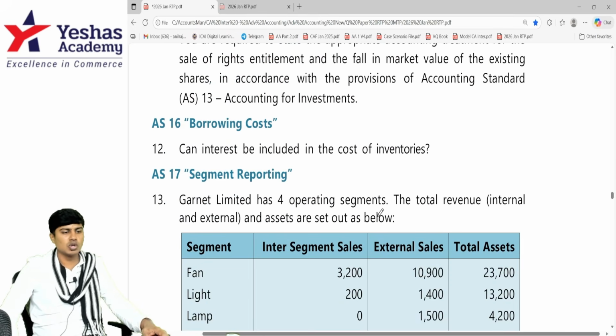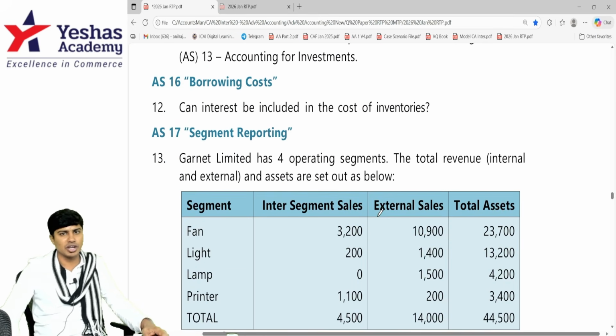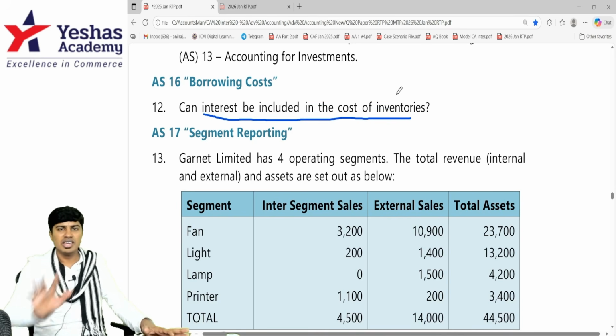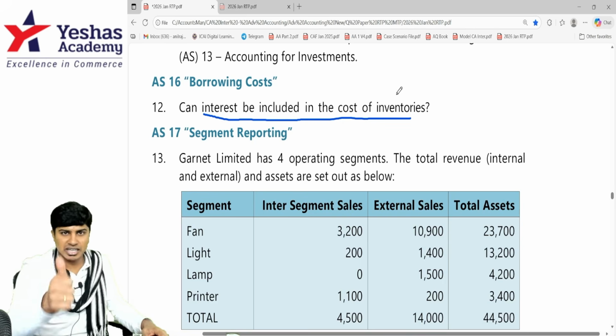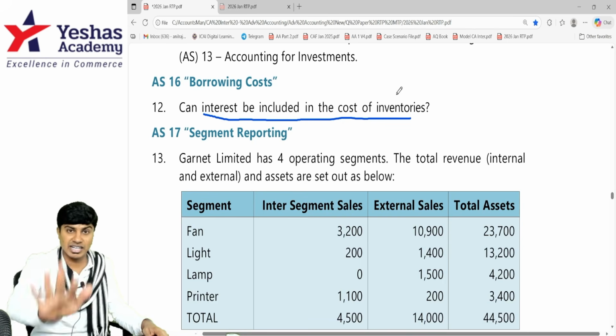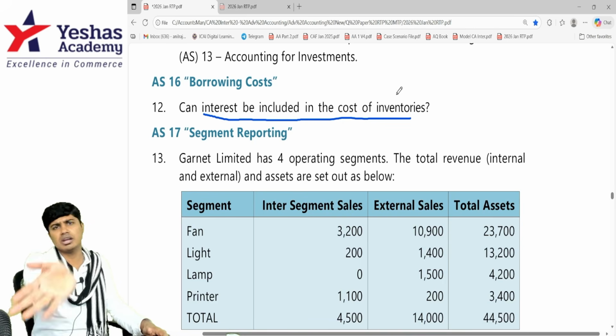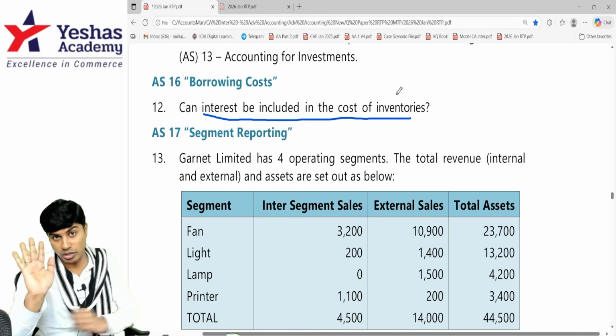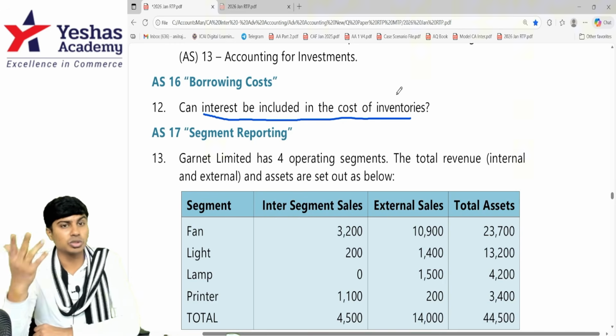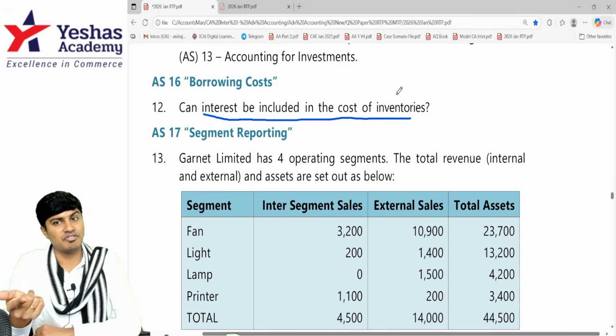Next, let's proceed to question number 16, borrowing cost. They have given a cute, sweet theory question. Can interest be included in cost of inventory? Is inventory an asset? Yes. Is inventory a qualifying asset? Yes. Then you can add the interest. Is interest actual? Interest cannot be notional. Asset has to be a qualifying asset.